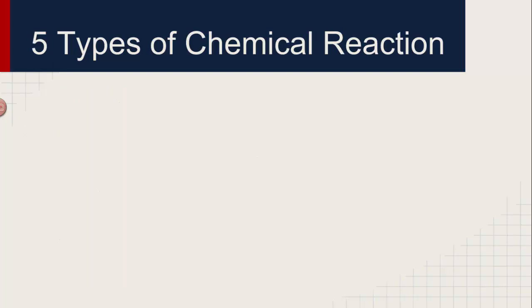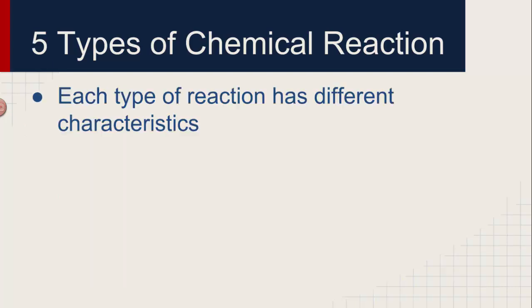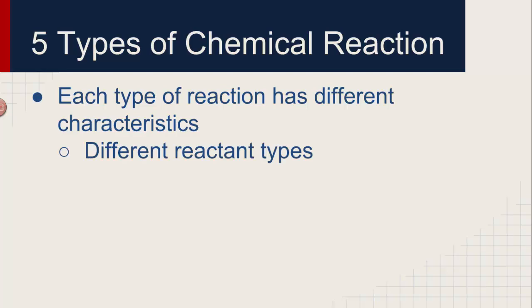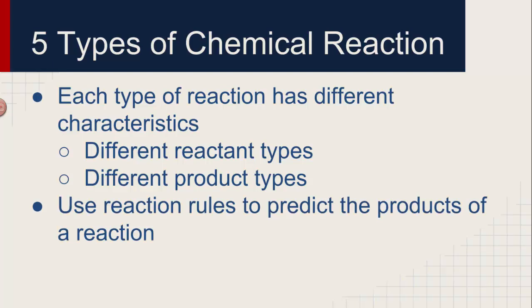Why 5 types? Well, the interesting thing is that each type of reaction has different characteristics. So they're all unlike the others. They have different types of reactants. So the things that we're reacting together, depending on what they are, they will react differently. And they have different types of products that will be produced.